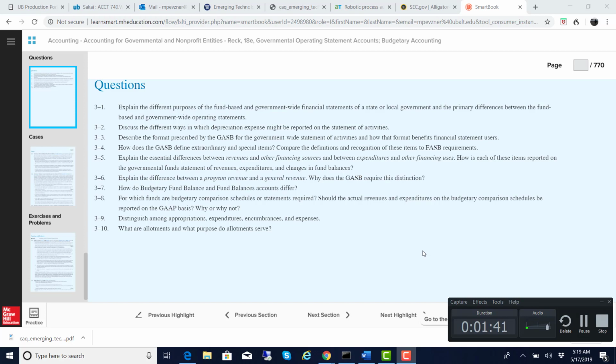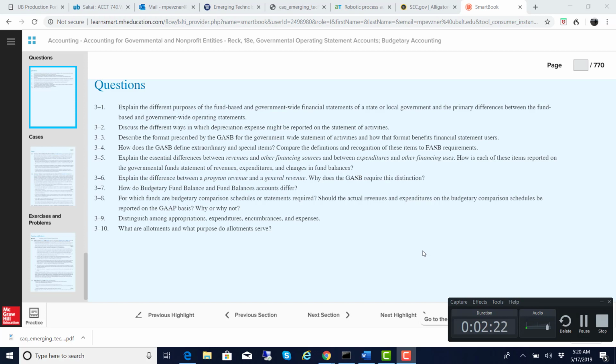Government-wide financial statements are meant to provide a broad view of the government as a whole. Of course, the main difference between the operating statements of the government-wide financial statements and the fund-based financial statements is that the government-wide financial statements are much broader in scope. They incorporate all funds that the government has, consolidate them into one broad statement, and break them up by functions, programs, expenses, and revenues.